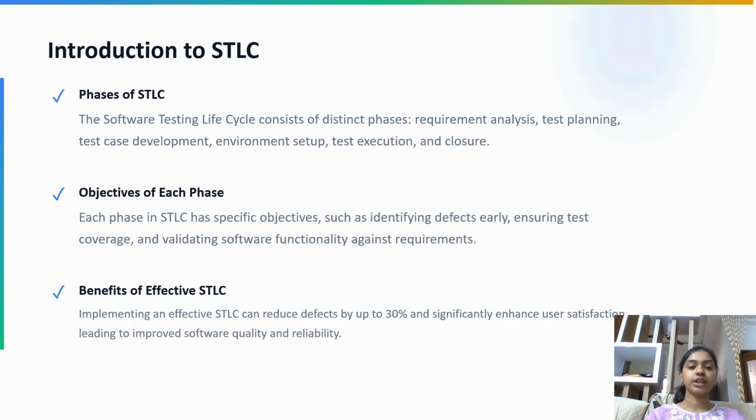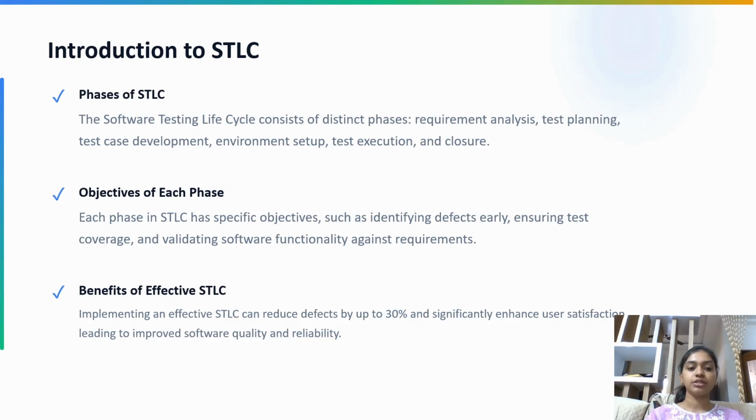Introduction to software testing lifecycle. The software testing lifecycle consists of distinct phases. They are requirement analysis, test planning, test case development, environment setup, test execution, and closure. Each phase has specific objectives such as identifying defects early, ensuring test coverage, and validating software functionality against requirements.